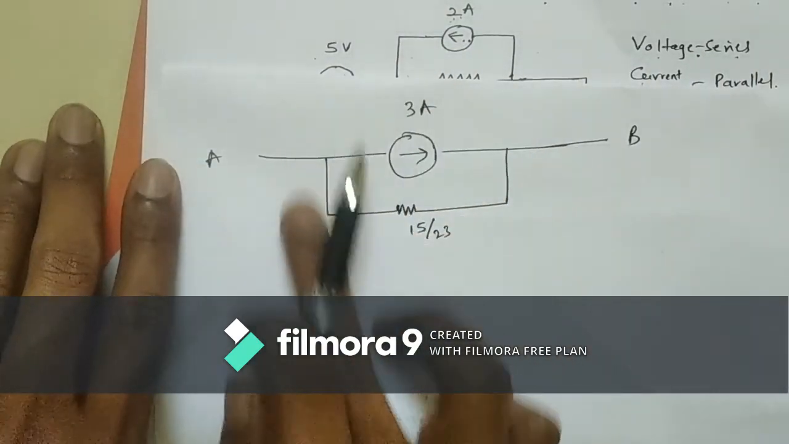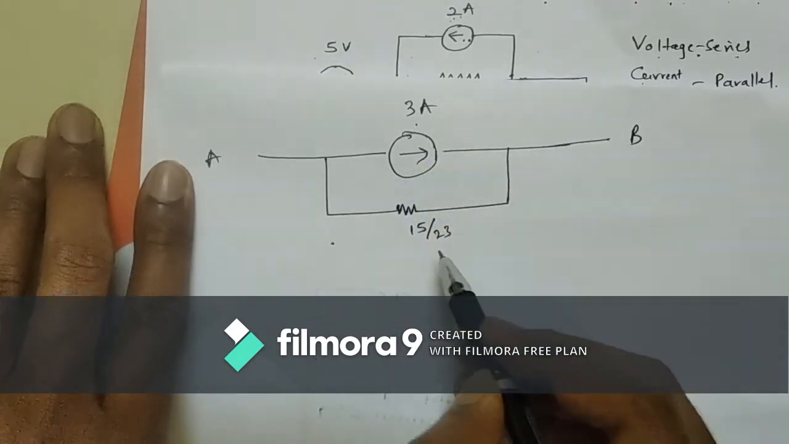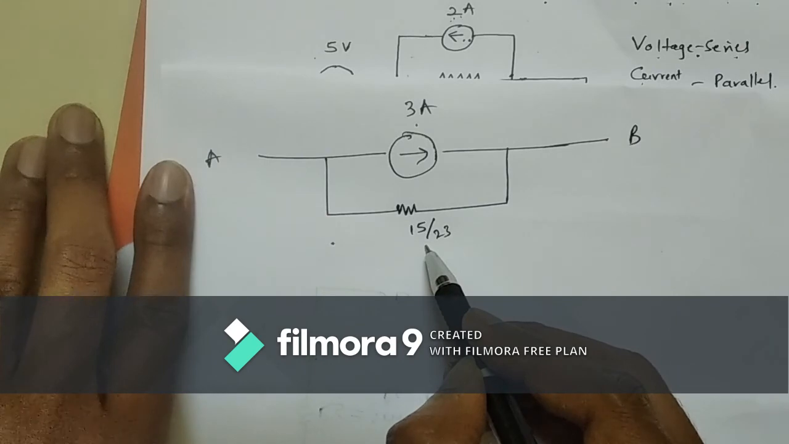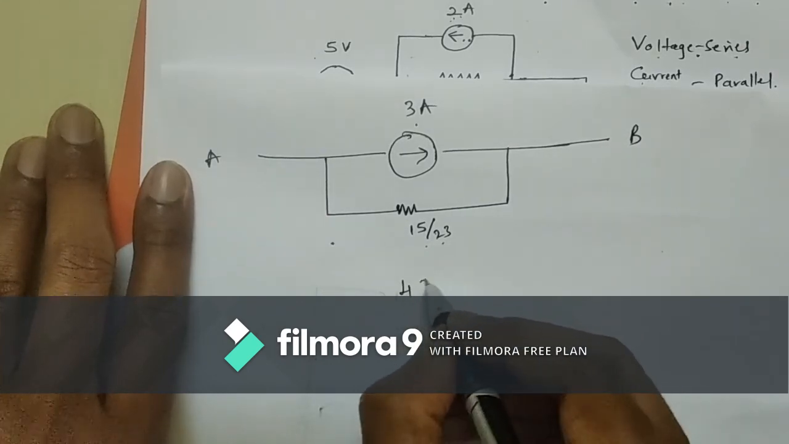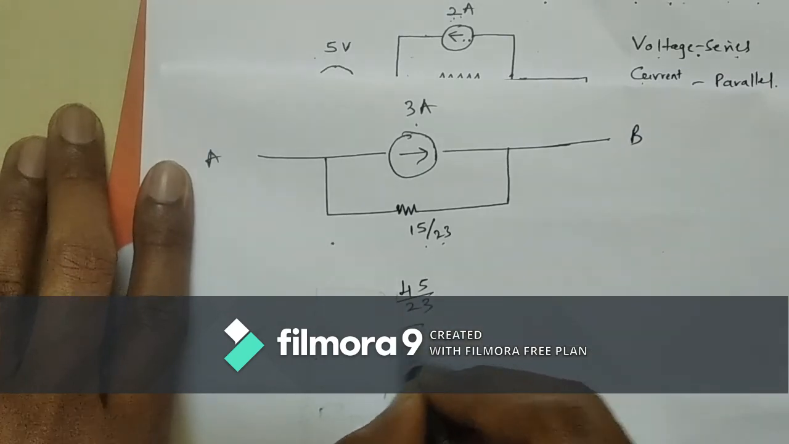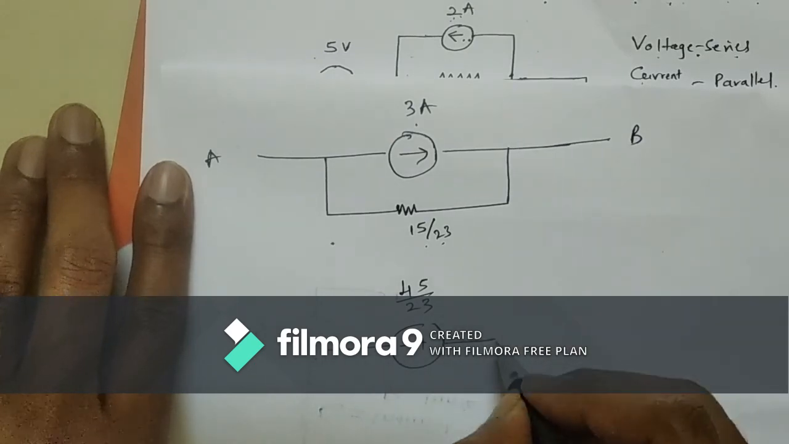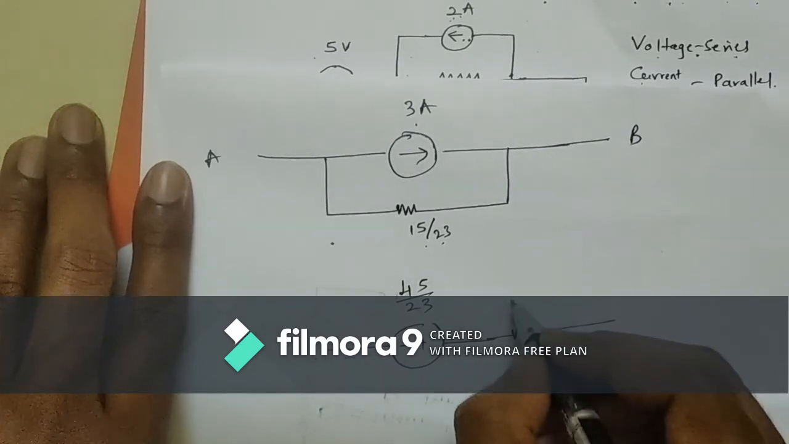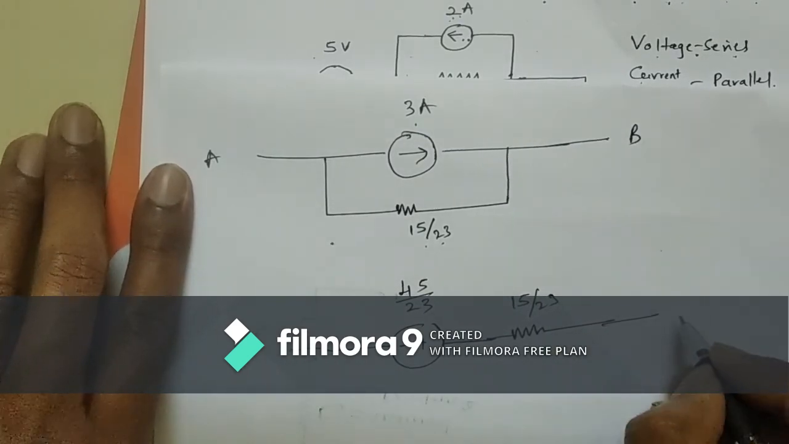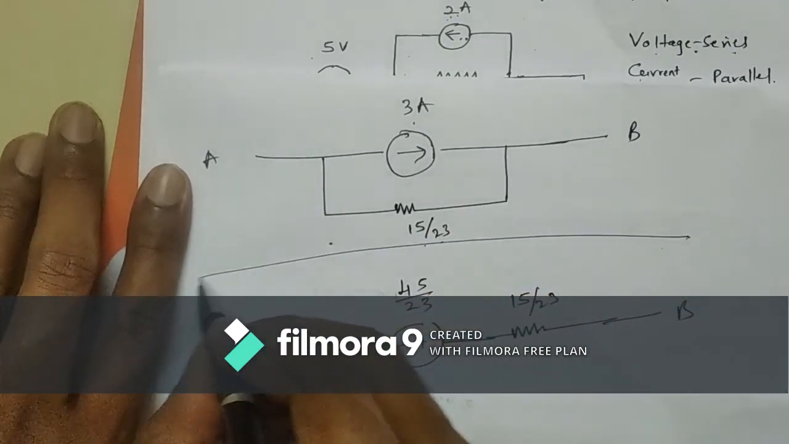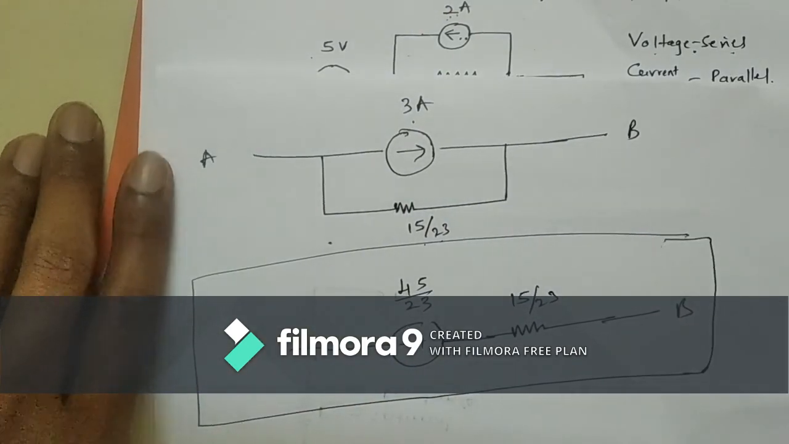So just convert this practical current source into a practical voltage source. Here the current value is 3 amperes and the resistance is 15 by 23, so the voltage value will be 45 divided by 23, with polarity minus plus, and connect this 15 by 23 in series, across terminals A and B. So this is a single equivalent practical voltage source across terminals A and B. So thank you.